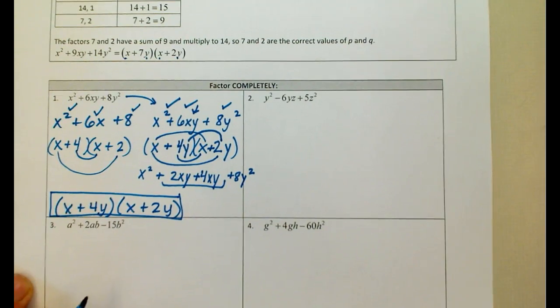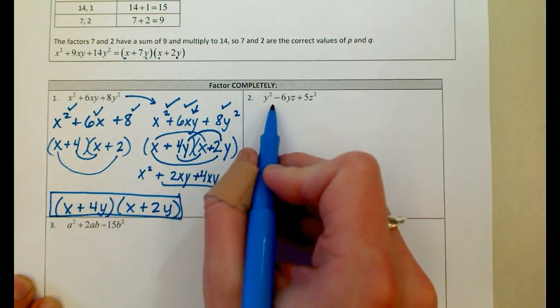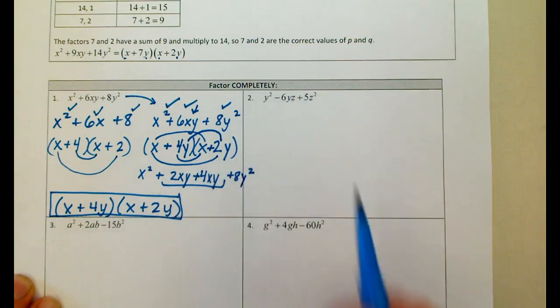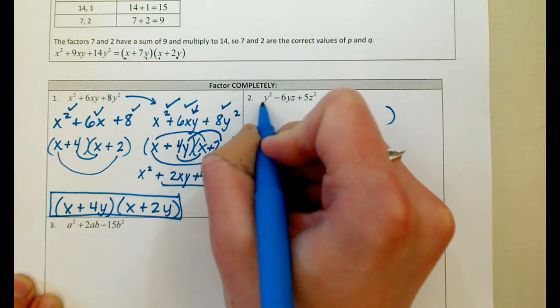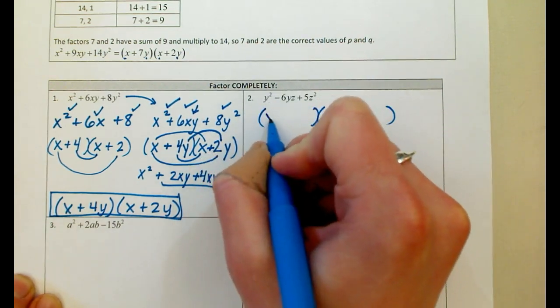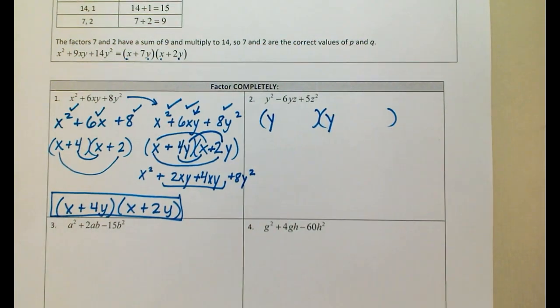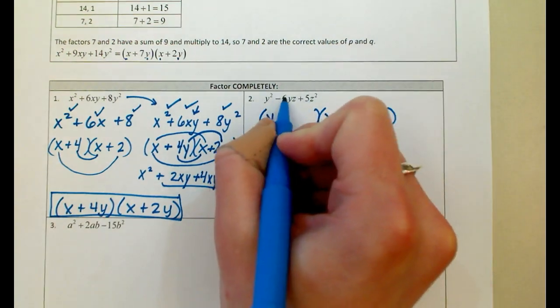All right, let's do another one. Looking at this, we have y squared minus 6yz plus 5z squared. The first thing I'm going to do is place my y's, because this is just a positive 1y squared. Y times y will give me that y squared. Next, I'm going to find what factors would make this work. So I'm multiplying to positive 5, but I'm adding to negative 6.